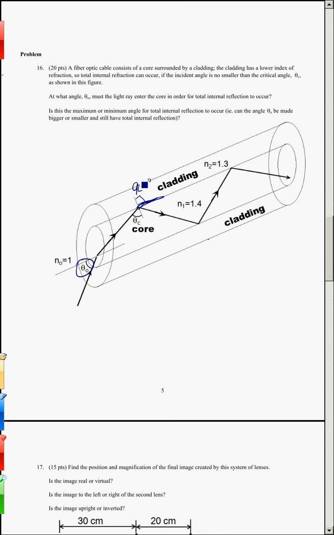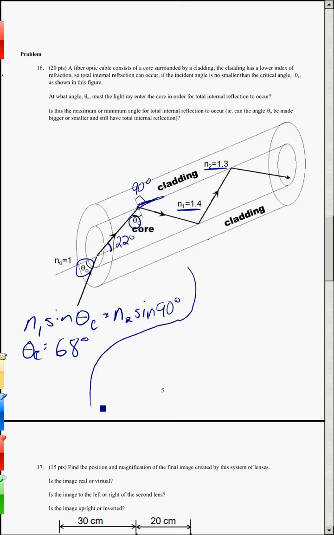I'm just going to take this in two steps. I'm going to say N1 sine theta c, that's my critical angle, is equal to N2 sine of 90 degrees. Then I solve, N1 is 1.4, N2 is 1.3, and I solve for theta c. I find that theta c is equal to 68 degrees. If this is 68 degrees right here, that means this angle has to be 90 minus 68, which is 22 degrees.